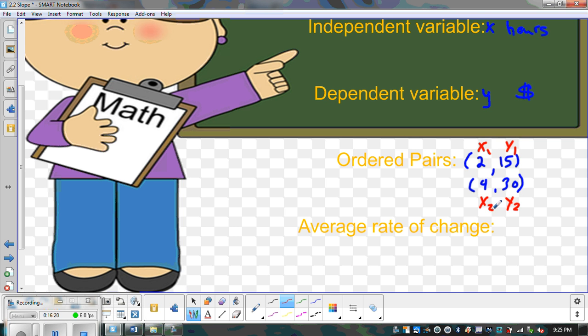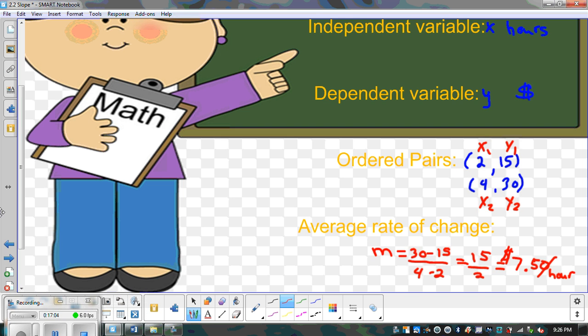So now we're going to find our average rate of change, which is our slope. So M, slope, is equal to 30 minus 15, and then on the bottom we're going to subtract our X's, 4 minus 2. On top, 30 minus 15 is 15. On the bottom, 4 minus 2 is 2. If we change that, since we're talking about money, 15 divided by 2 is $7.50. Make sure you label that. That's $7.50 what? $7.50 per. How often are we earning that? What is our unit rate of change? We're earning that per every 1 hour.